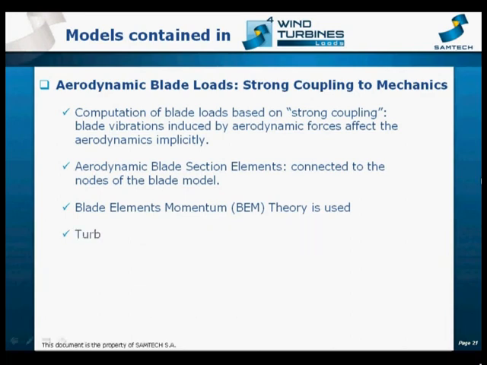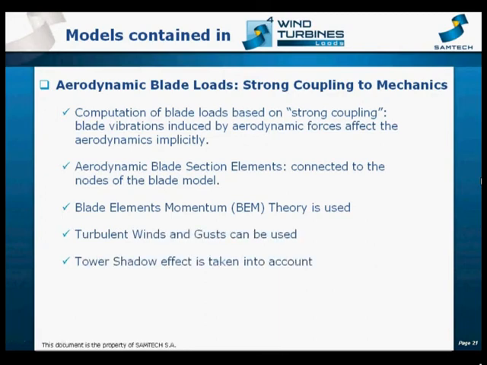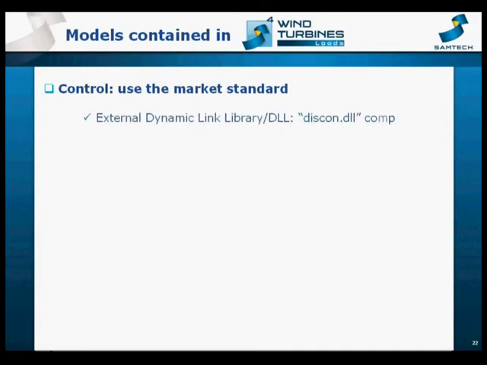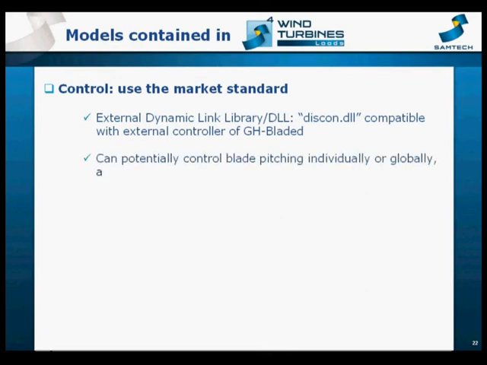Gusts and turbulent winds can be defined as load cases. Of course, the tower shadow effect is also taken into account, since it is responsible for most of the 1p frequency vibrations. As far as control is concerned, our approach is to fit as much as possible to the market standard. To do this, we can use external dynamic link library, or DLL files, compatible with the format used inside Bladed. If necessary, our controllers can act on yawing, brakes, and pitch for each blade individually if required.